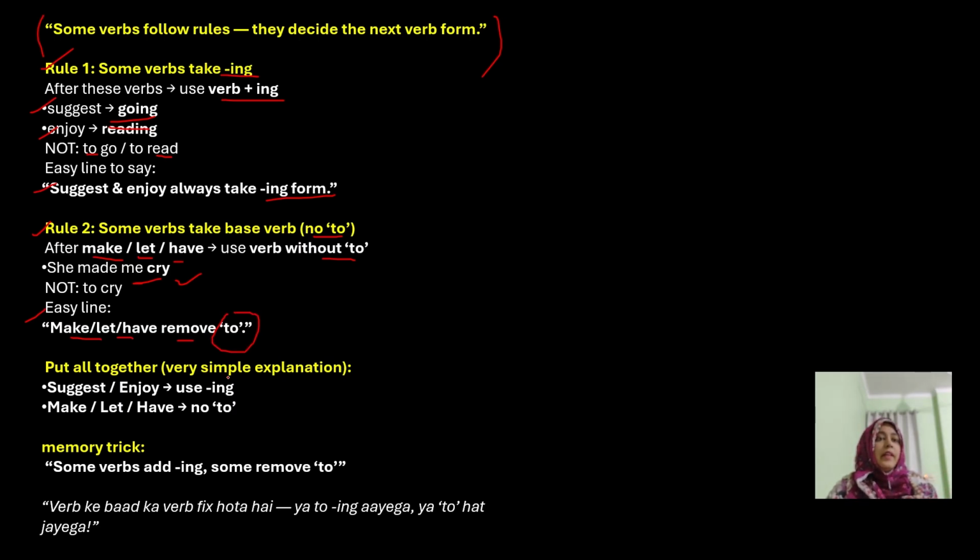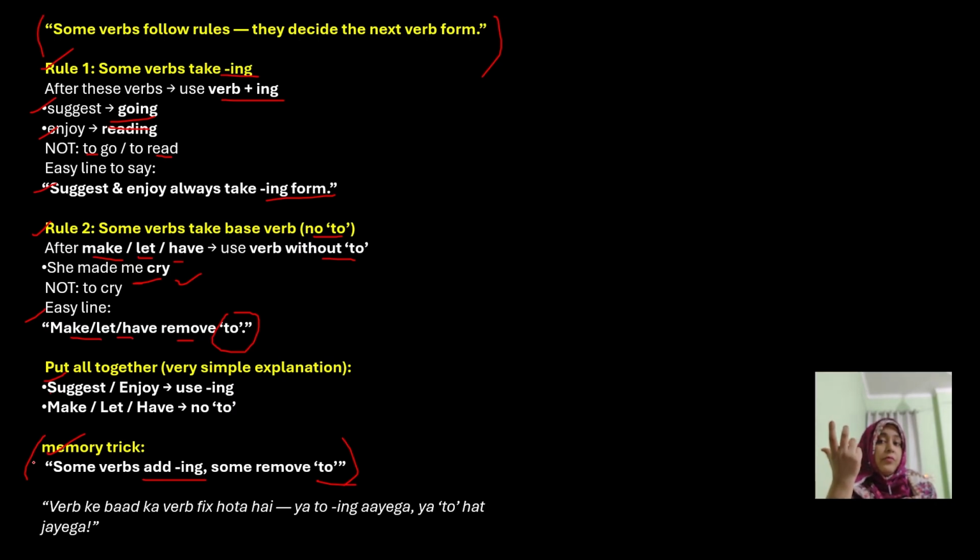Put it all together. Suggest, enjoy. When you see suggest and enjoy in a sentence, you will use ing. And if you see make, let, have in a sentence, you will not use to in front of the verb. So there is a simple memory trick: some verbs add ing, some remove to. You have to remember this. This is a very important and simple trick for you, that some verbs add ing.